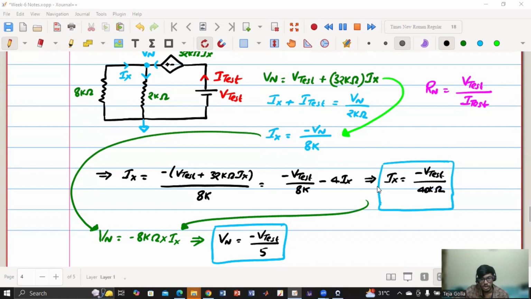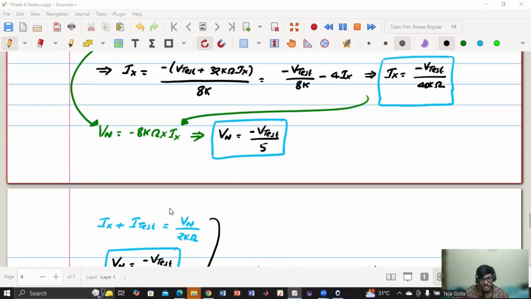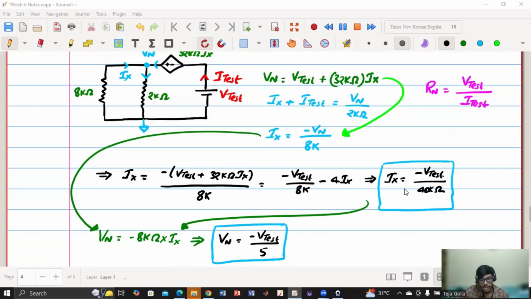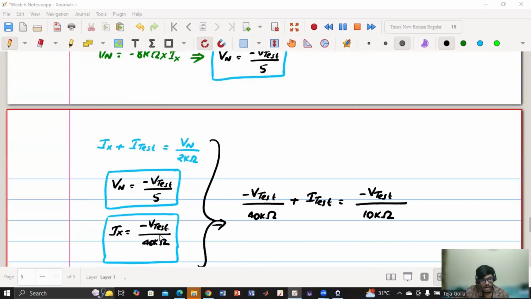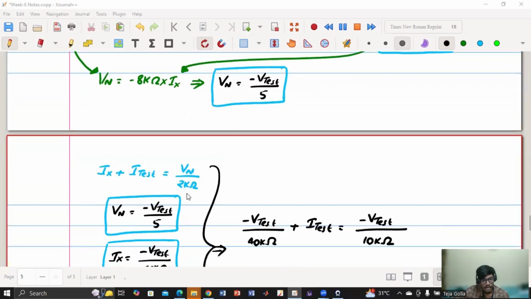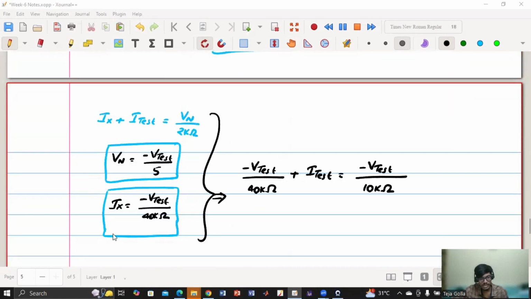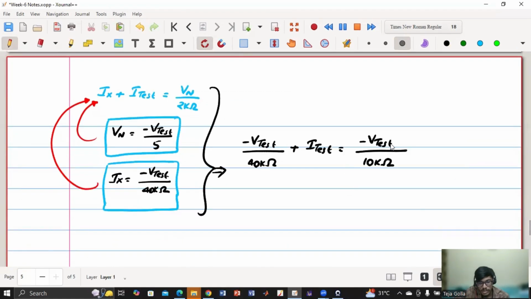Okay. So now I'll write the second equation, which is Ix plus I test equal to Vn by 2k. And these two boxes, which is Ix equal to minus V test by 40k and Vn equal to minus V test by 5. So these are the three equations. Let us substitute this in this equation and also this in this equation. So I get Ix, which is minus V test by 40K plus I test equal to Vn by 2K. So is this clear until this point? Mainly we removed Ix as well as Vn.